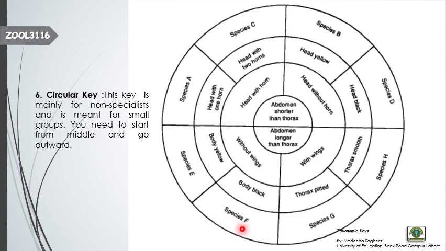So you can see this key is very easy to read. You just have to start from the center, and then move towards your respective choices. Ultimately you will identify your given specimen.